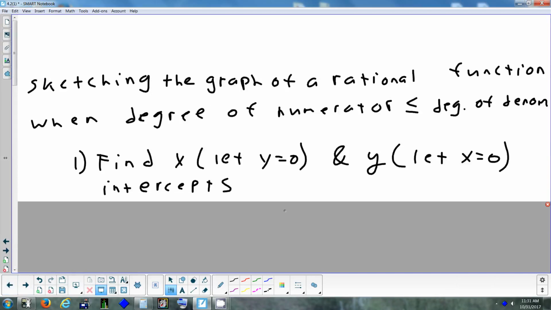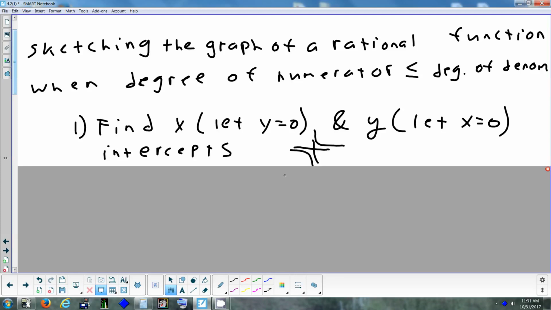One thing that is helpful is to find your intercepts, if they exist. If you had a graph like this, that's a graph that never crosses the x or y axis. So you're not always going to have intercepts. But if you do, it's a good idea to find them. To find your x-intercept, plug 0 in for y. To find your y-intercept, plug 0 in for x.